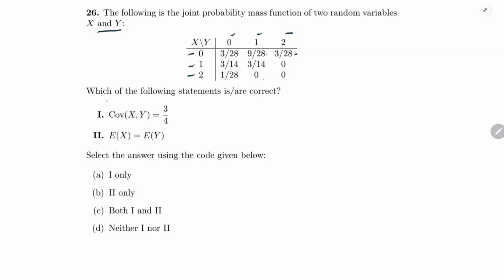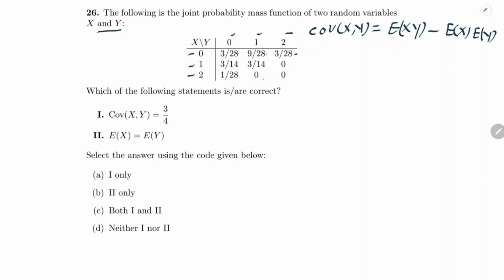The question says: which of the following statements are correct? Covariance of xy equals 3 by 4, and expected value of x equals expected value of y. So to calculate the covariance of xy, we know the formula of covariance xy is the joint expectation of xy subtracted by the individual expectations of x and y.